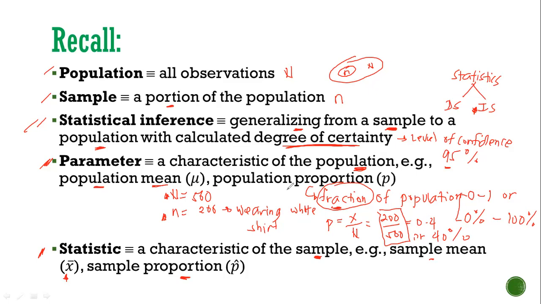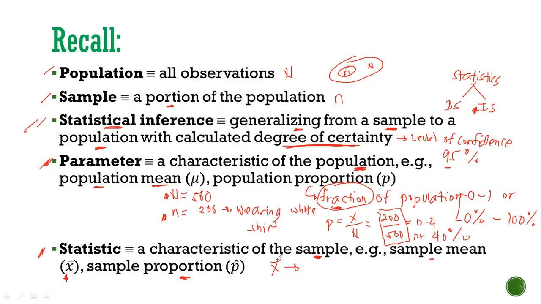Okay? So now, since you already know the difference between population mean and your proportion, let's try to relate parameter and statistic with respect to your statistical inference. So, sabi natin, your inferential statistics uses sample to generalize something towards the population. Therefore, your X bar, your sample mean, will be used.